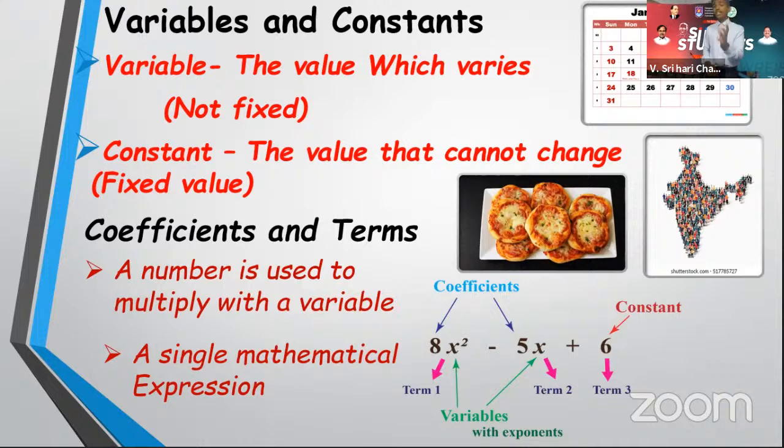And next, look at the population of India. Is it a fixed value? No, not at all fixed. For every year it may increase or decrease, and in this pandemic situation, we are observing that due to many reasons the population of India is decreasing, not only India but many other countries. So here the population of India is a variable, the value which varies, the value which is not at all fixed.